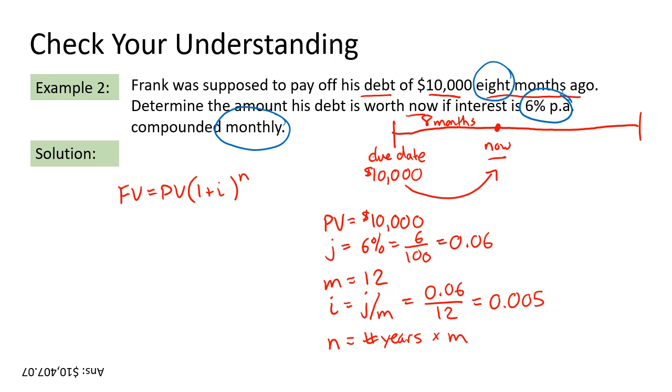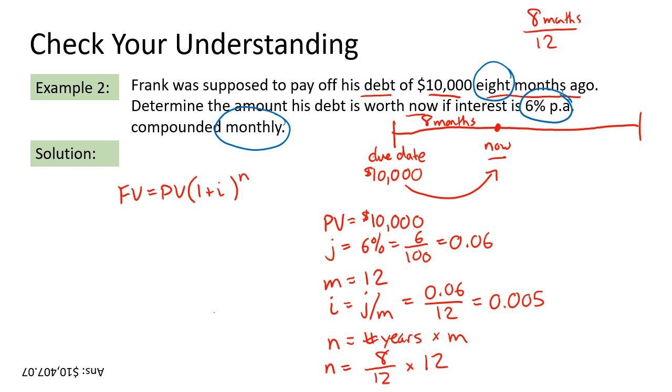So if we convert 8 months to years, 8 months, and that's divided by 12, okay, because there's 12 months in the year. So I'm going to keep it as a fraction just to substitute it into the formula. You'll see why in a second. So our total number of compounding periods is equal to 8 divided by 12, and that's multiplied by our number of compounding periods per year, which is 12.